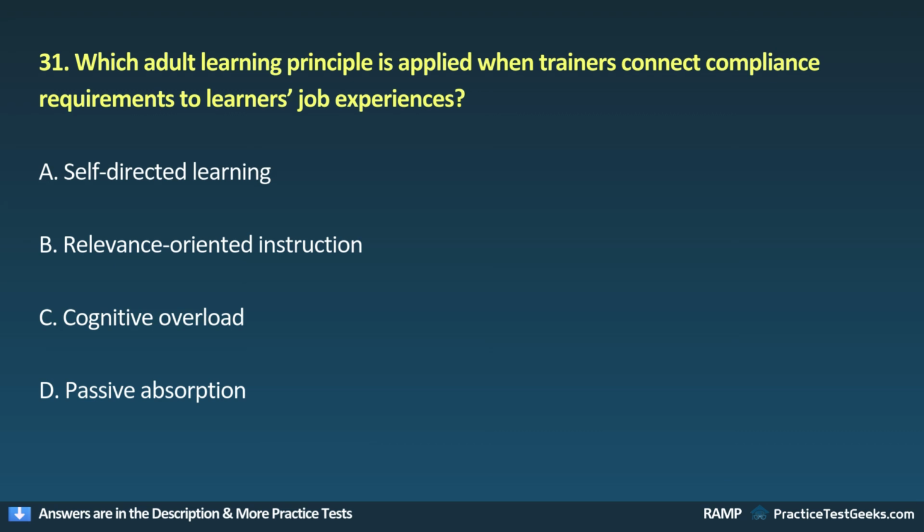31. Which adult learning principle is applied when trainers connect compliance requirements to learners' job experiences? A. Self-directed learning. B. Relevance-oriented instruction. C. Cognitive overload. D. Passive absorption.